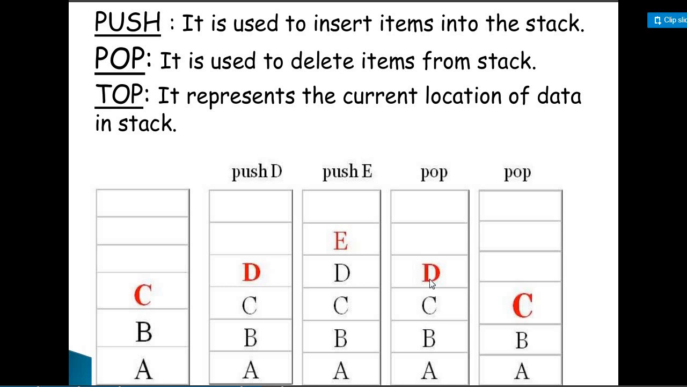So here that A, B, C and D. So always the top element will be deleted. Again, if you want to perform the pop operation, this element will be deleted, which is at the top position. So after deletion you will have three elements here, that A, B and C. So this is all about your push operation, pop operation and top.